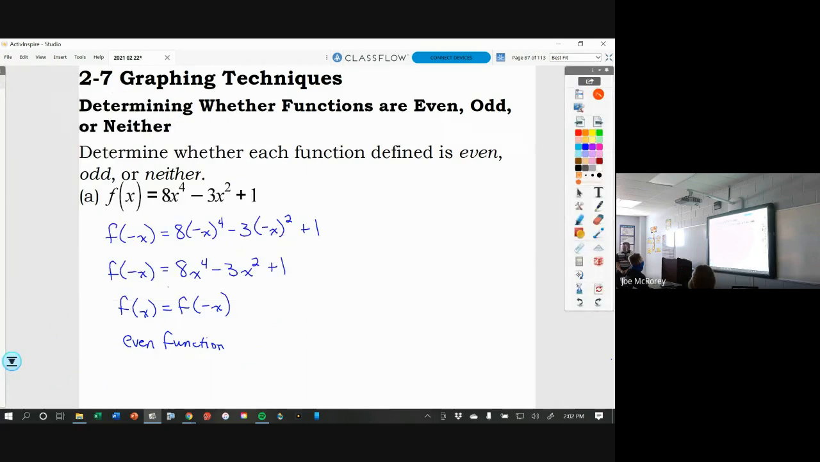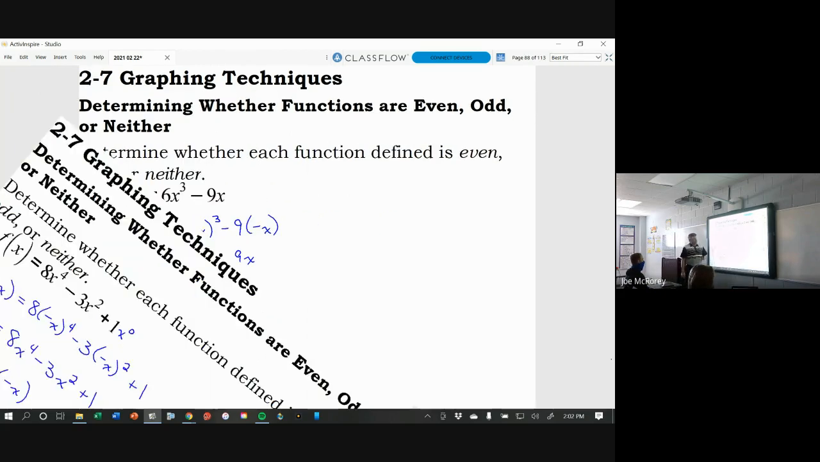Wait, I'm confused. Even and even. Oh no, I get it. But what about that 1? Doesn't it have an exponent? It has an x to the 0 power. Zero is even. Folks, if there is a constant, that term is even. I don't care if it's a 1. That term is even because it's x to the 0 power.